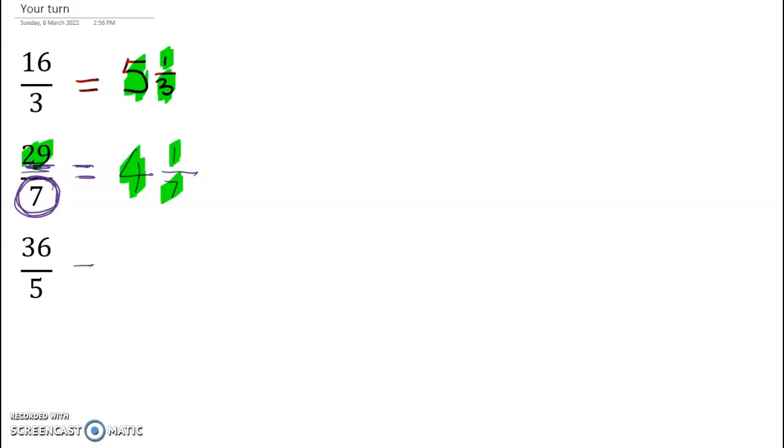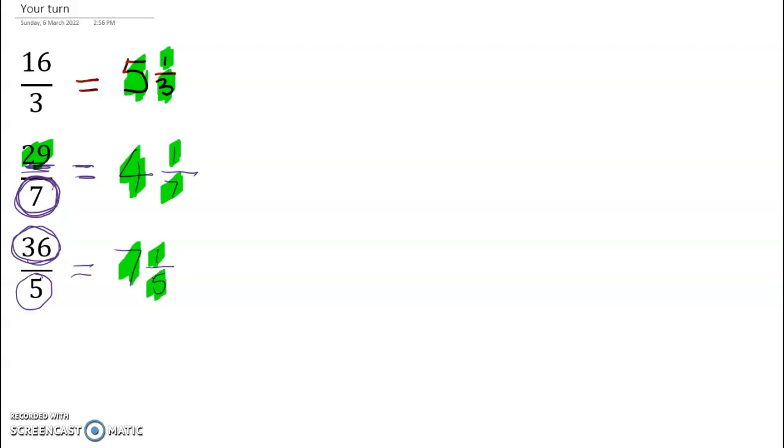And the last one, 36 fifths. What's the nearest number in my 5 times table? It's going to be 35. 5 7s are 35, and then we've got 1 left over. Checking it back, we have 5 7s are 35, plus 1 gives me 36.